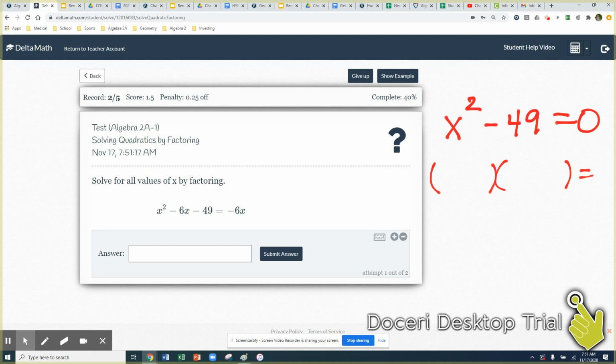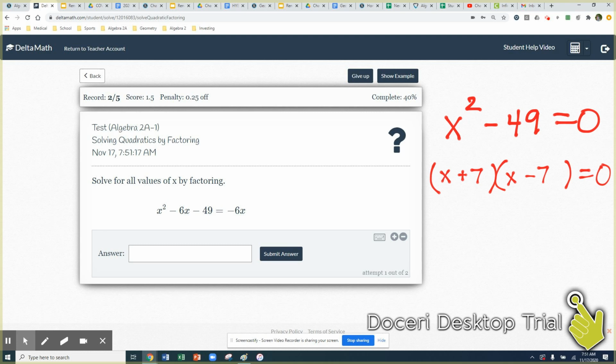The key thing you're looking for is this 49. There's something special about 49. What happens when you square root 49? You get a 7. The difference of squares, x squared minus 49, will factor into x plus that square root, and x minus whatever that square root is. So we're going to get x plus 7, x minus 7, equal to 0. So when you see a perfect square, like 9 or 16 or 25 or 49 or 36, any number that has a square root, that's going to factor into a difference of squares.